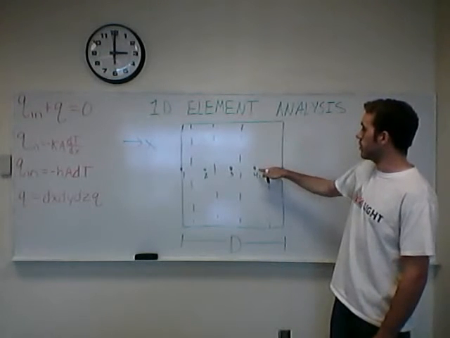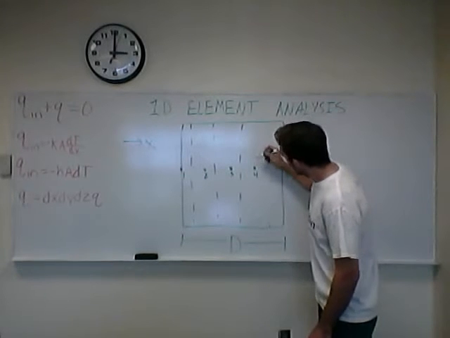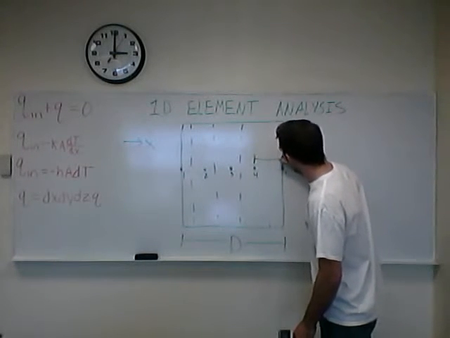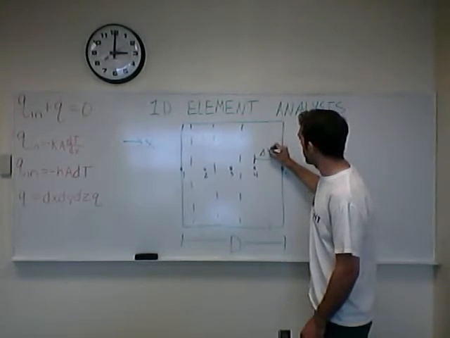The next thing you need to note is the distance between the nodes, which will be labeled as delta x.